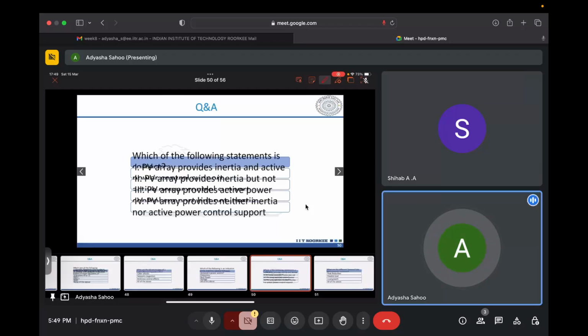So it is basically asking whether a PV array can or cannot provide inertia.